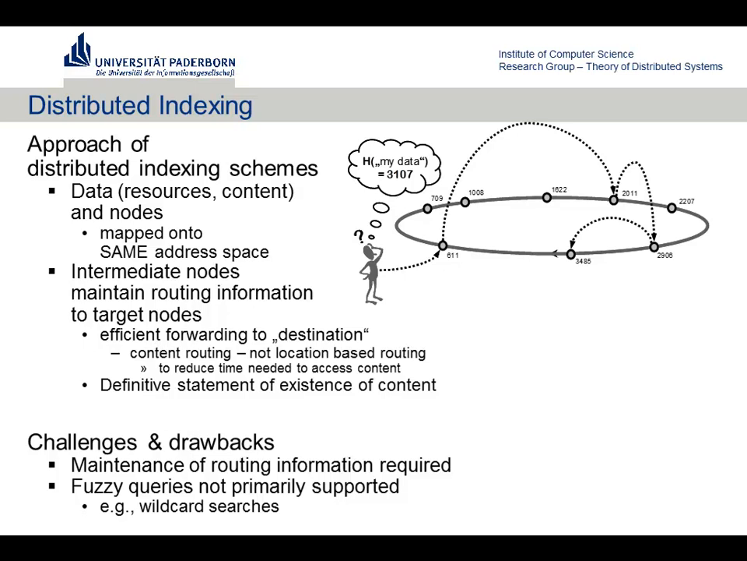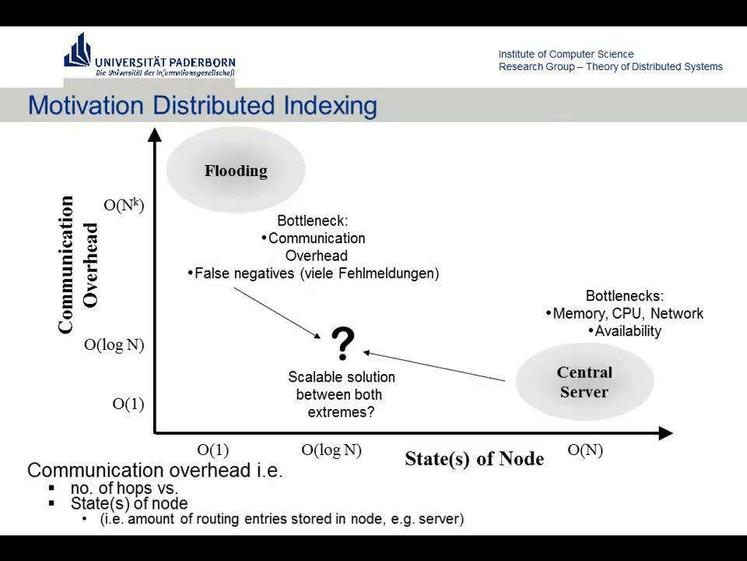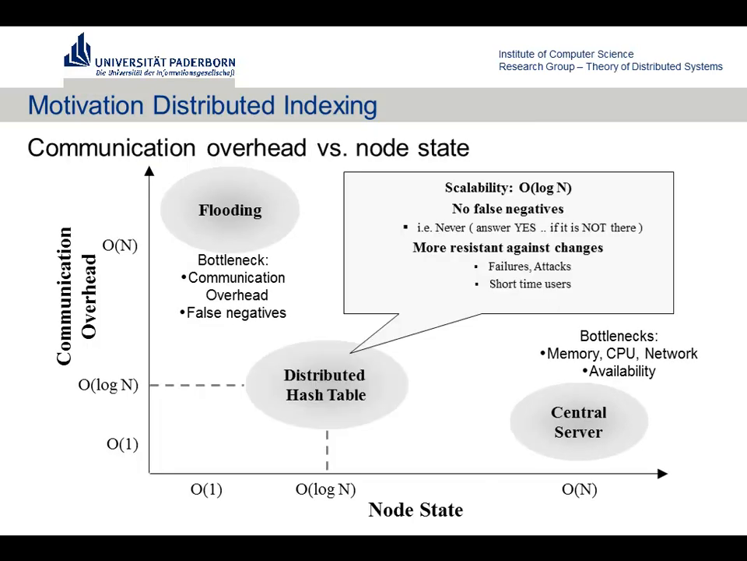What is good about it? You have this ID-based addressing of items that you can store and retrieve, but you cannot search. So fuzzy queries like wildcards, or looking for content that contains this and that, you cannot do. And it's also a little bit expensive, because you need to maintain the routing information. You have to invest some traffic to keep up the structure of the network.